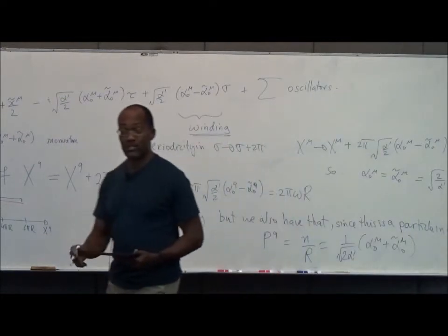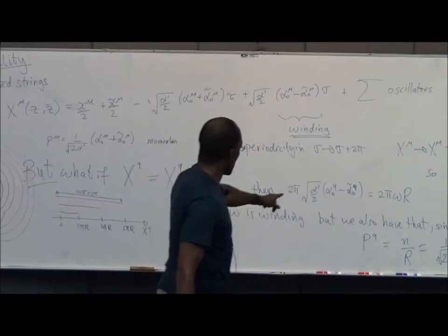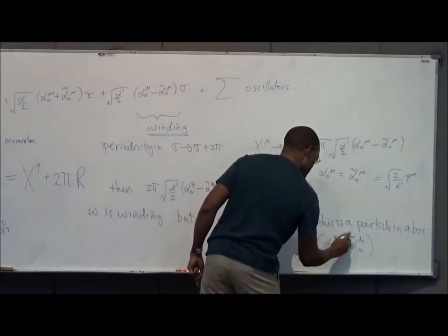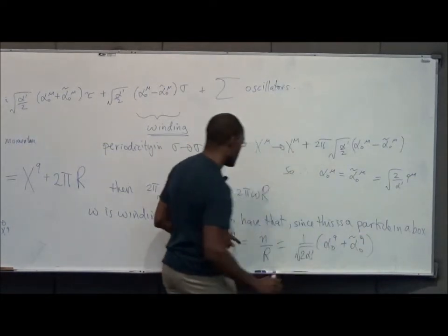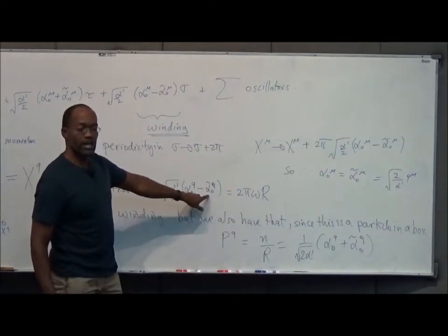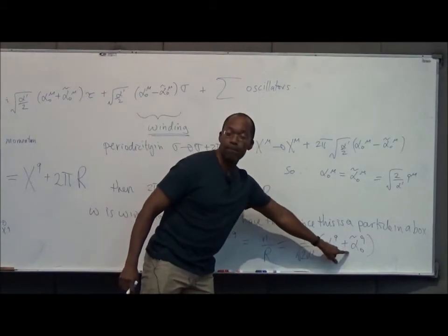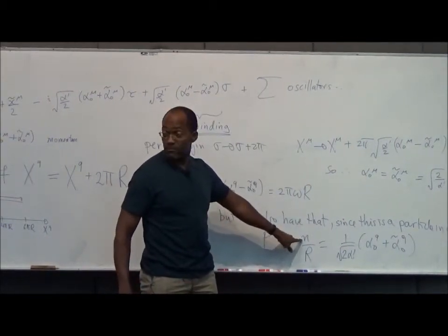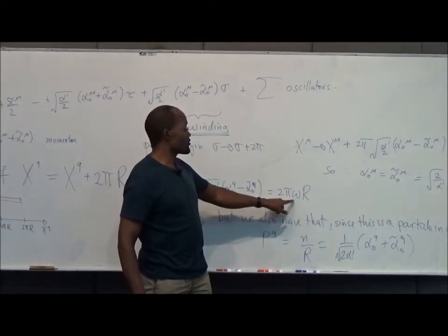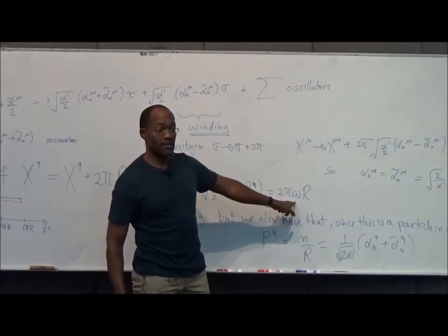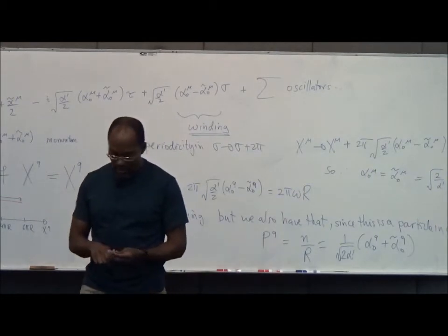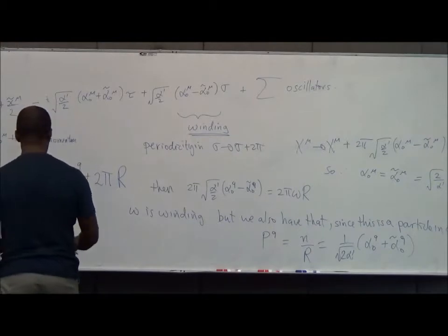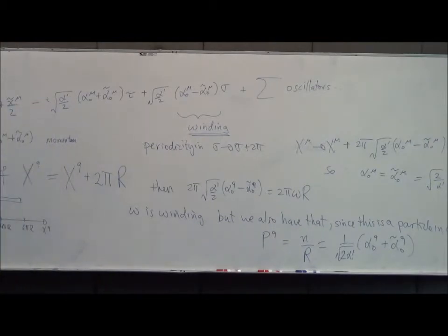So I have two equations. I have one for alpha 0, mu 9, I have one for the difference between the alphas and one for the sum of the alphas. The sum tells me about momentum, and the difference tells me about winding. Okay, so now we're in good shape. What I'm going to do is solve for the alphas to make this more explicit.